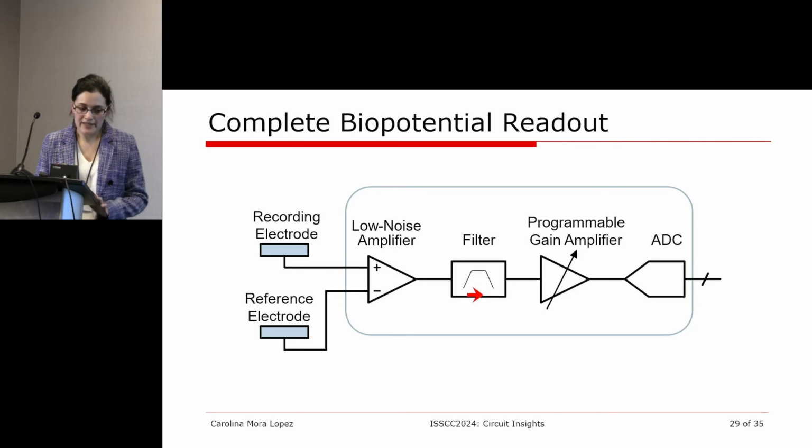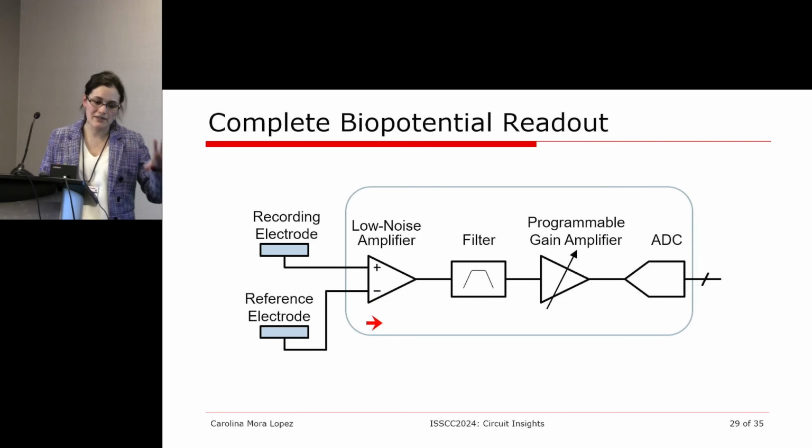So if you look at this chain, actually the low noise amplifier is probably the most important component that is going to determine your signal quality. It's going to determine your noise. Most of your area and most of your power are also coming from this amplifier, because to achieve low noise, you need to put a lot of area and a lot of power.